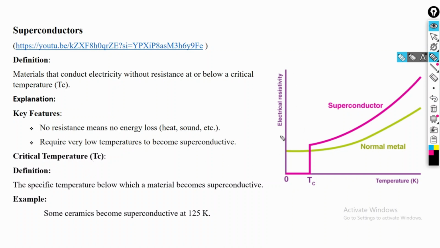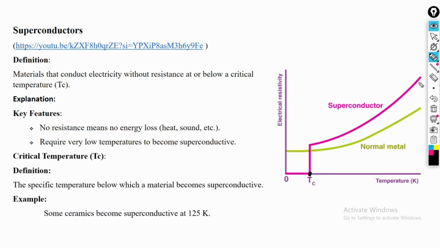Let's say this is the conductor, this is the electrical resistivity, this is the temperature, and this is a normal metal, not a superconductor. Every material has some specific critical temperature, and below that temperature, that material will behave as a superconductor. So that temperature is called the critical temperature. Here, for this material, the critical temperature has this value.